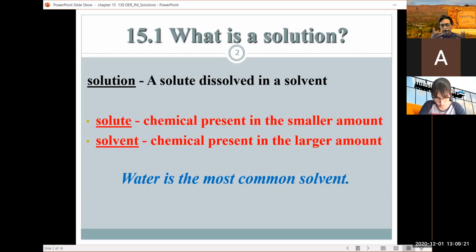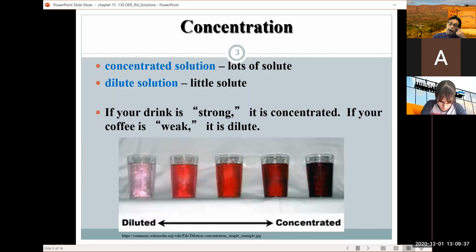Now, we tend to think of just aqueous systems, and that's fine, but we can also have non-aqueous systems. We can even have solids that are solutions, by definition. But the most common solvent is water. Here we have a couple of glasses of what looks like a Kool-Aid drink. You can see the concentration. In this case, it's a color solution, and as we go from left to right, the color itself gives us an indication of concentration.